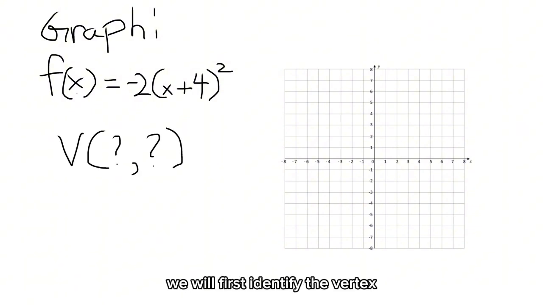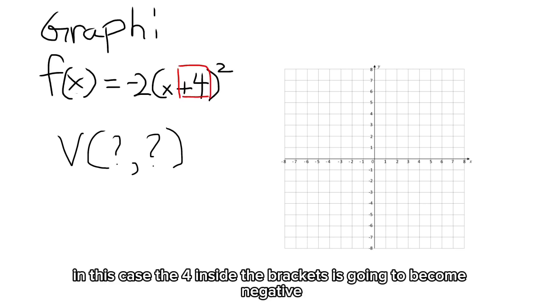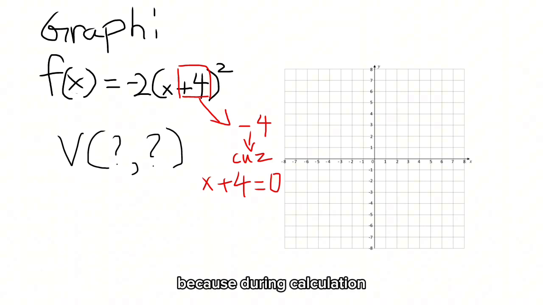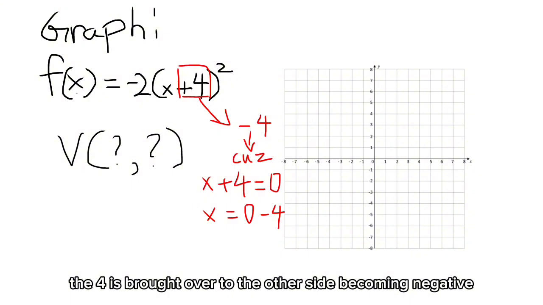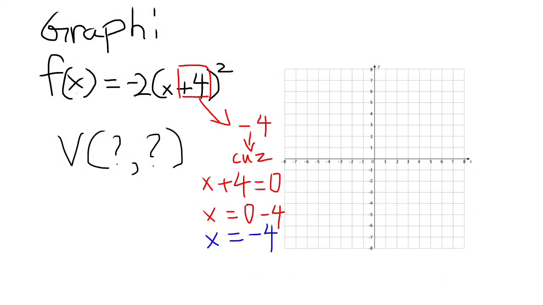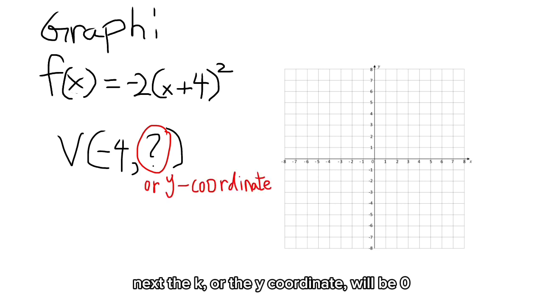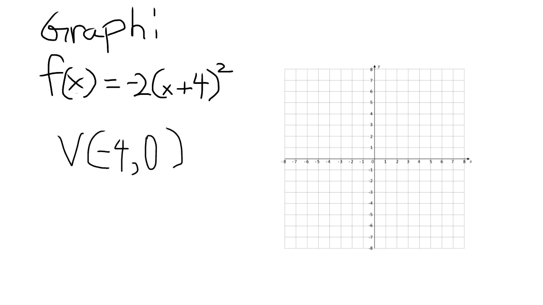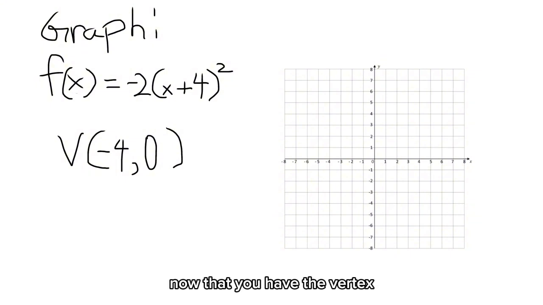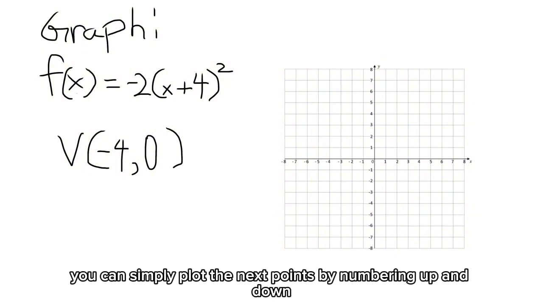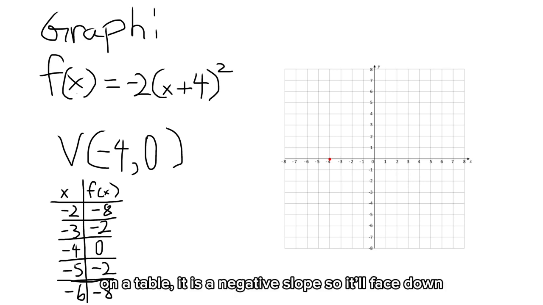We will first identify the vertex. In this case, the 4 inside the brackets is going to become negative because during calculation, when we zero out the brackets to find the vertex, the 4 is brought over to the other side, becoming negative. Next, the k, or the y-coordinate, will be 0. Since there is no k, the vertex is (-4, 0). Now that you have the vertex, you can simply plot the next points by numbering up and down on a table. It is a negative slope, so it'll face down.